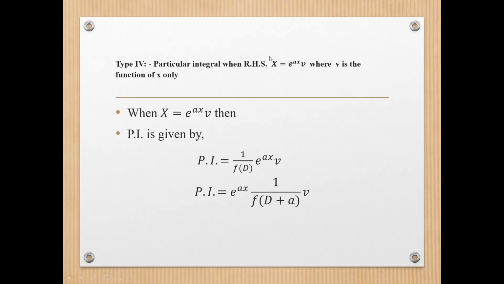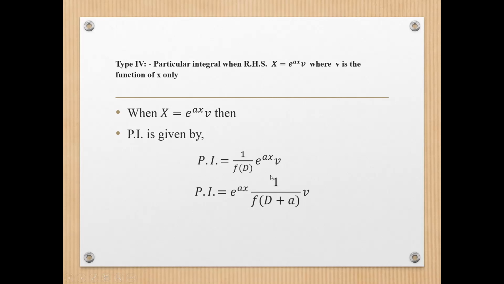When the right hand side is of the form e raised to ax into phi, we have to see how to find the particular integral. When capital X is equal to e raised to ax into phi, then the particular integral is equal to 1 upon f of D into e raised to ax into phi. Take e raised to ax to the left of this fraction 1 upon f of D, and replace D by D plus a, and phi remains as it is. This is the simple technique for finding the particular integral when the right hand side is of the form e raised to ax into phi.